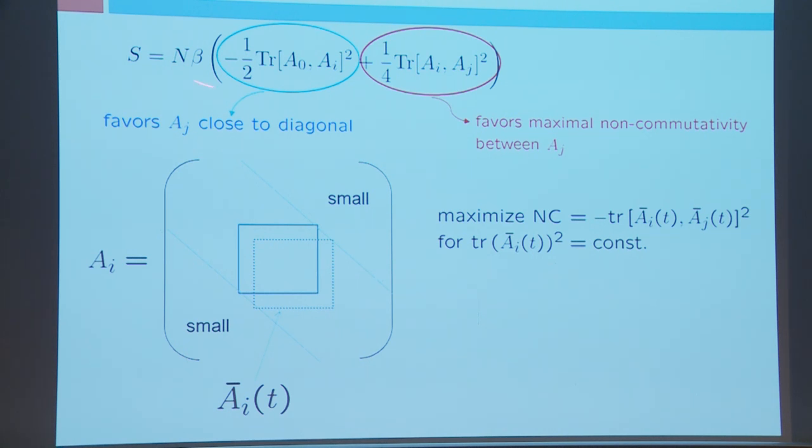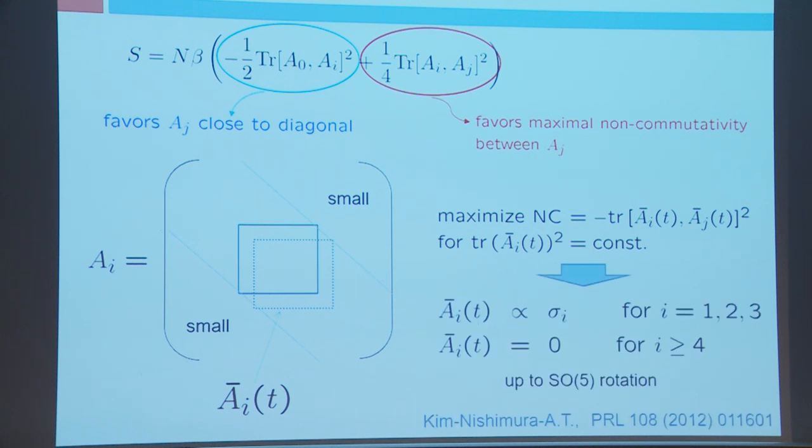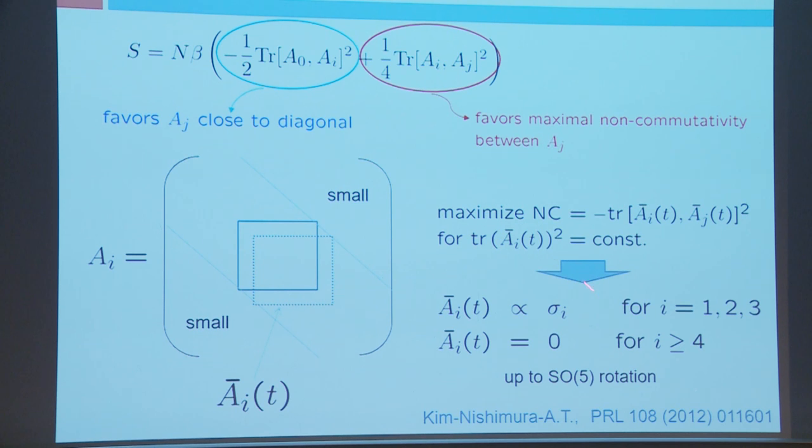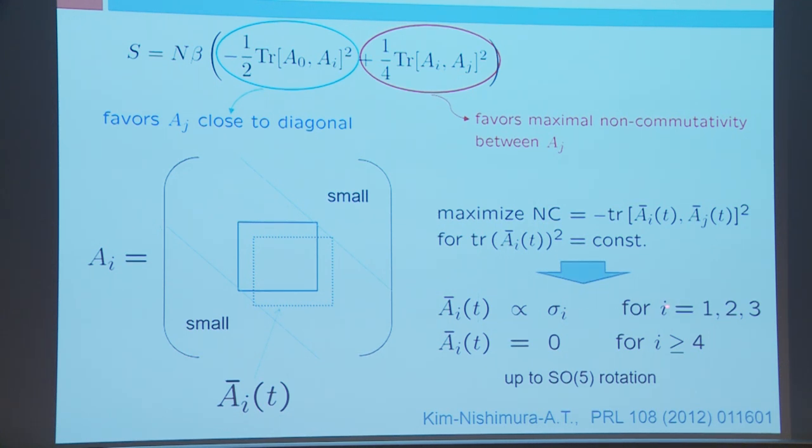Now we can ask the following question: maximize the non-commutativity between A_i bar and A_j bar of t, for the trace of A_i bar of t squared fixed to a constant. This is a suitable question to probe and understand the typical configuration in our simulation. The answer to this question is solved analytically. A_i bar of t is proportional to essentially Pauli matrices for i equal 1, 2, 3, while A_i bar of t is equal to 0 for i equal 4 and 5, up to SO(5) rotation.